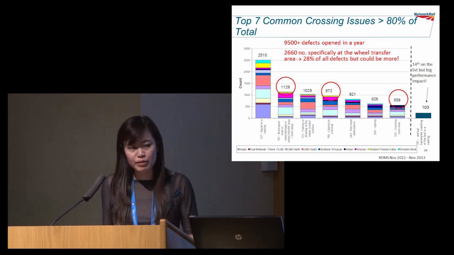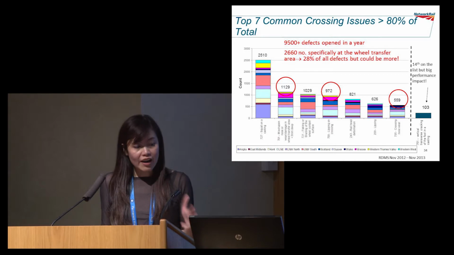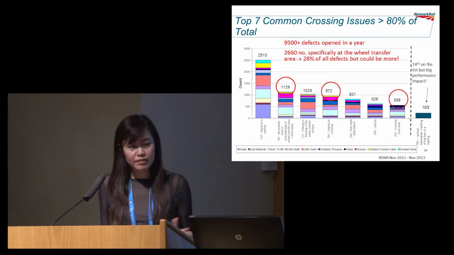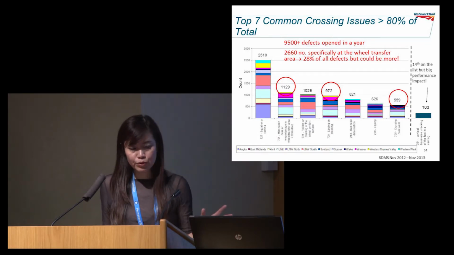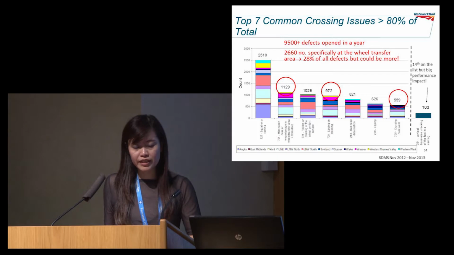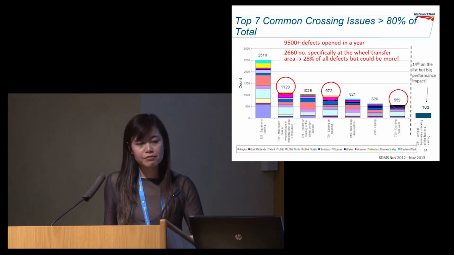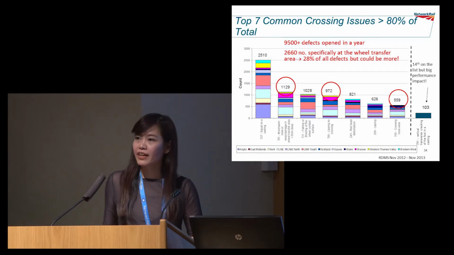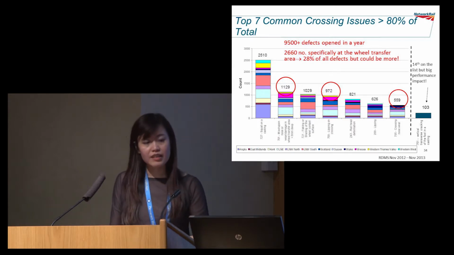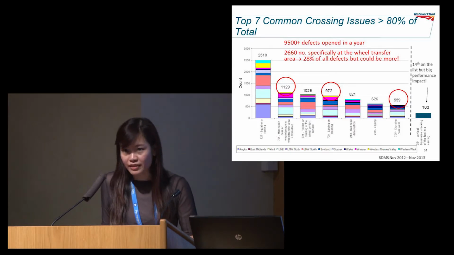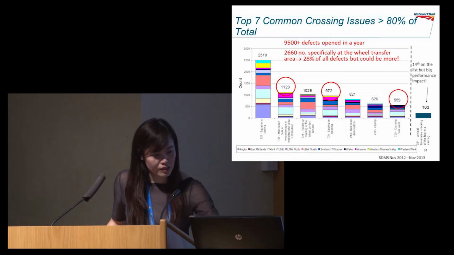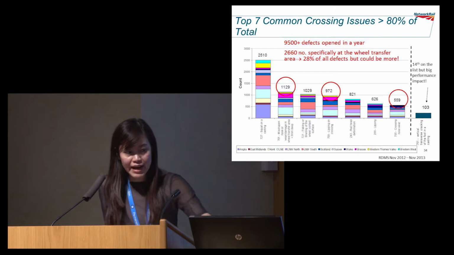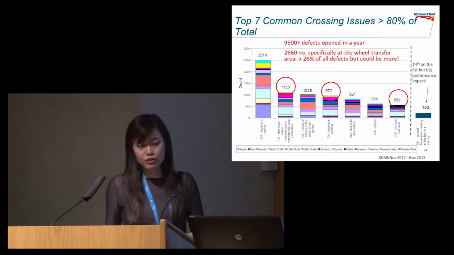How big is our problem? I looked into the RDMS, which is our rail damage management system, and found that in 1 year, November 2012 to November 2013, we had 9,500 common crossing defects. And we're struggling to close these defects. In fact, we closed 2,000 of them.